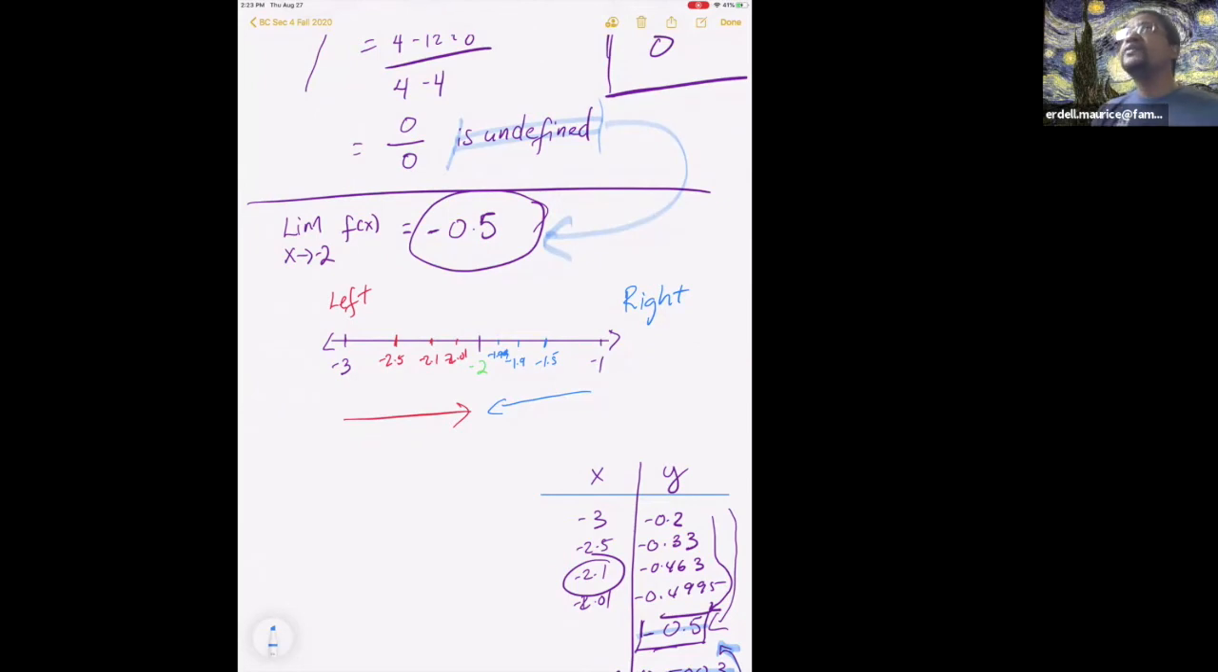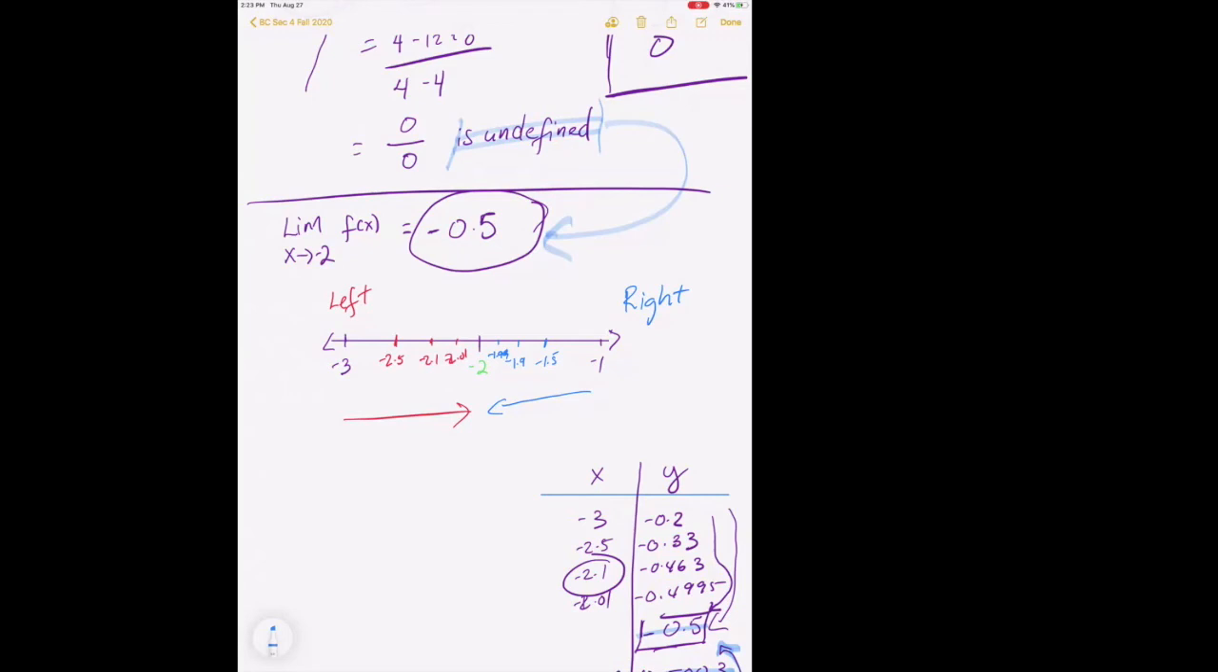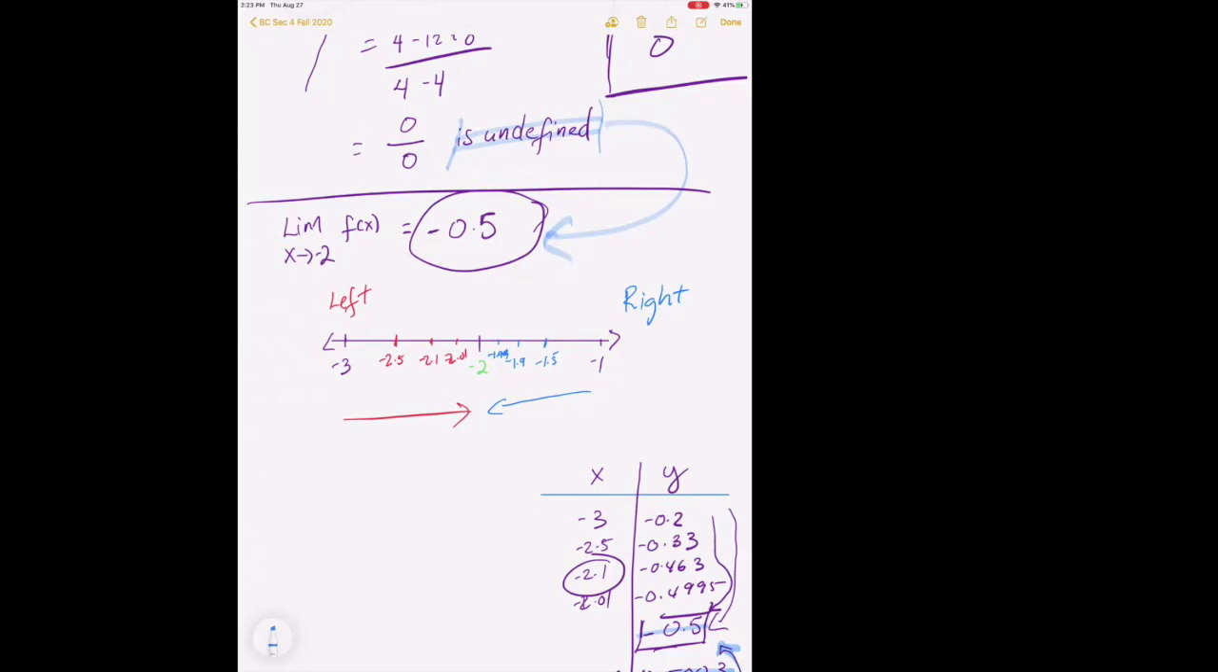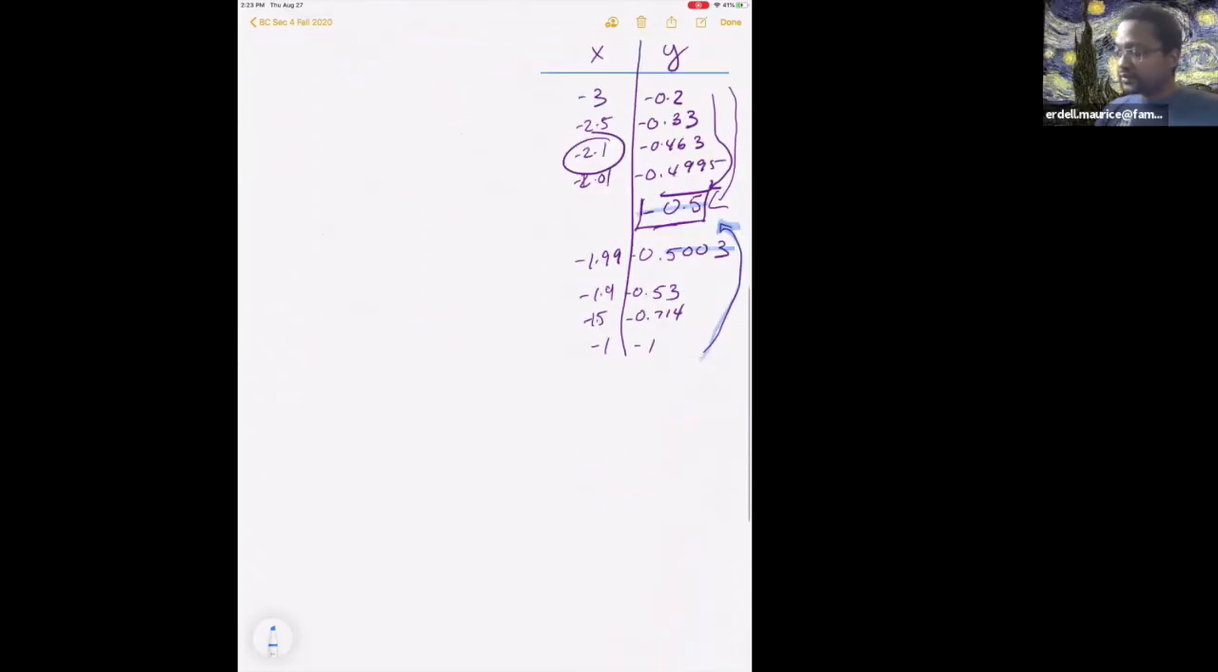So let me review this process. Oh, go ahead. Somebody had a question. He said nah. All right. So let me review this process quite quickly. The question started out that f of x is equal to, I think it was, x squared plus 6x plus 8 divided by x squared minus 4. I think that's what it was.